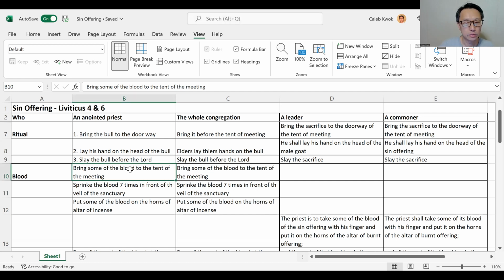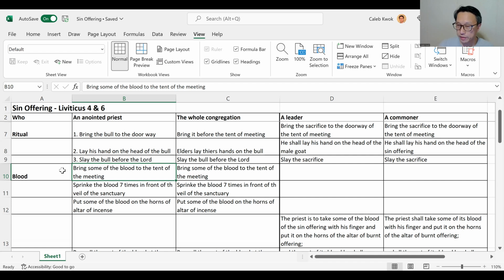Okay, so what he needs to do, going back to the ritual, is bring the bull to the doorway and then lay his hand on the head of the bull and then slay the bull before the Lord. And then there are specific instructions about the blood. What are they supposed to do with the blood?